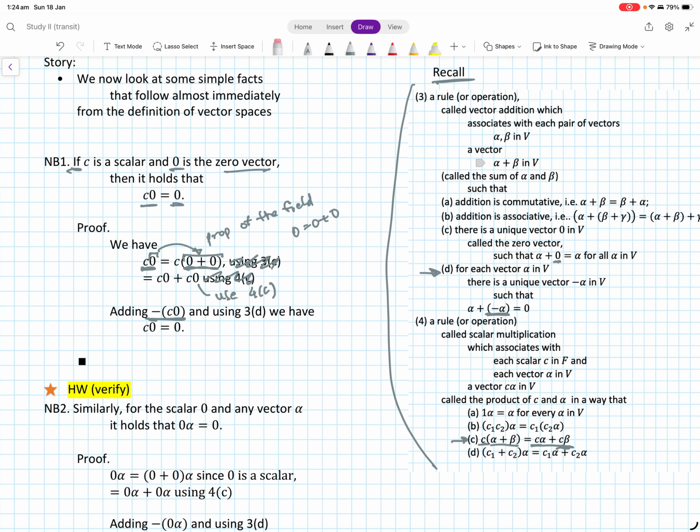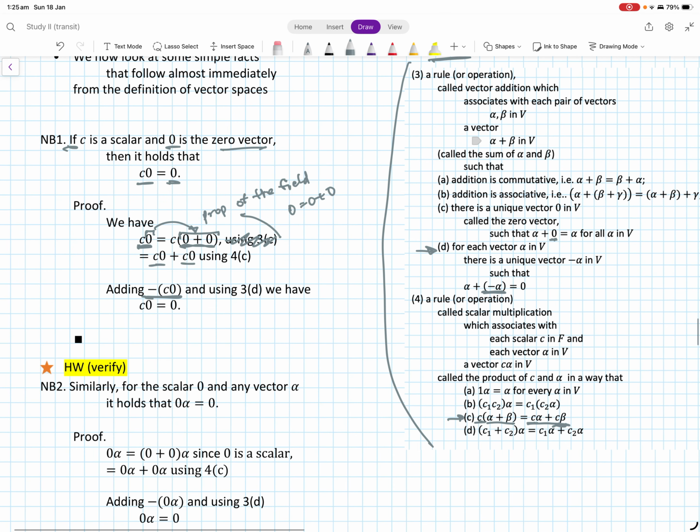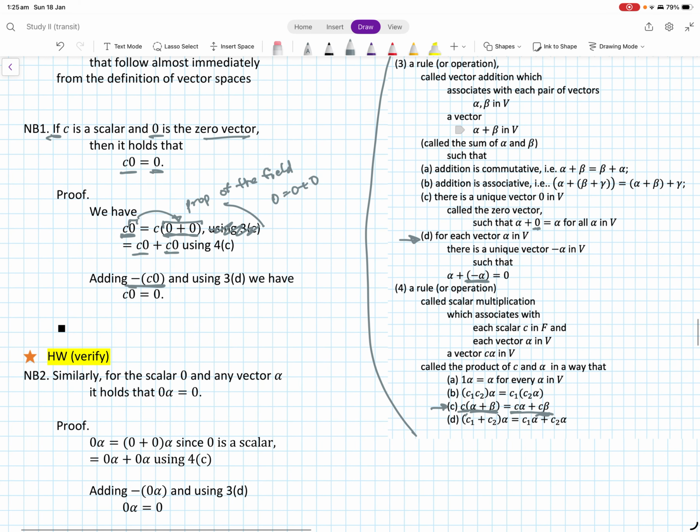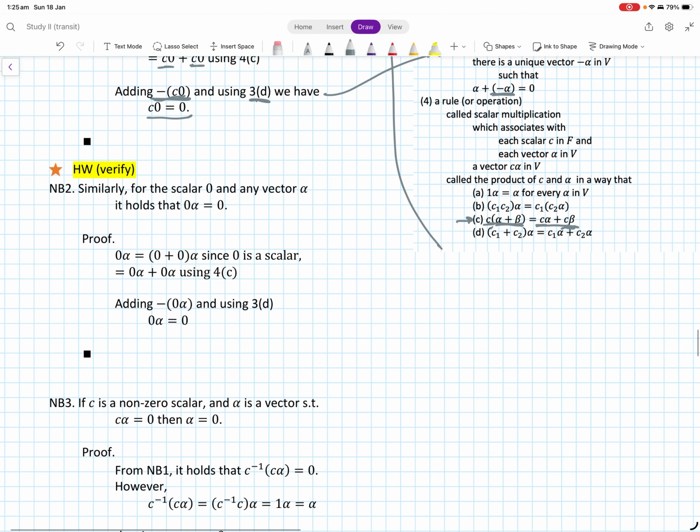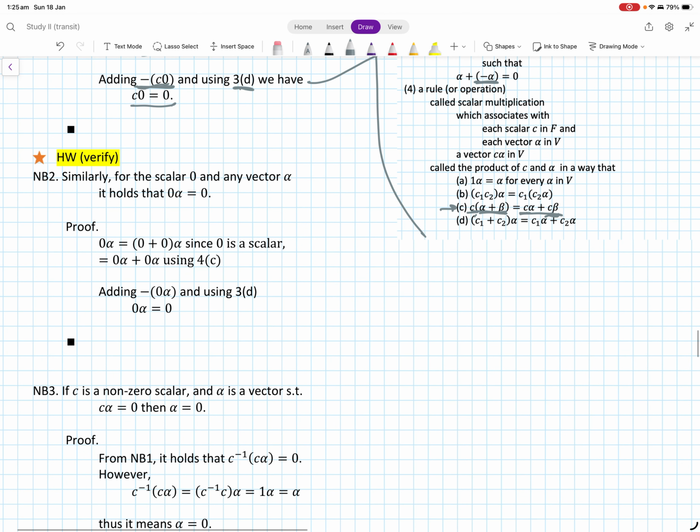Yeah, so this is probably fine. The only thing I wanted to mention was that this 3C part is not the correct thing to do, so this is just coming from the property of the field. And then using 4C, which is right here, one can distribute, and then we're going to add minus C0 on both sides. This we can do using 3D, so that's the third property over here. And then this would give us C0 is 0. Okay, sorry, it's very straightforward actually. I got you there through a circuitous route, but all right.